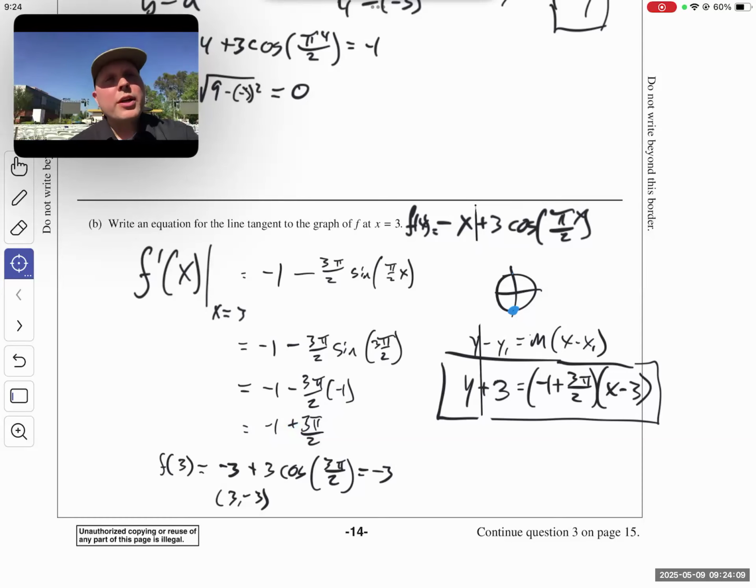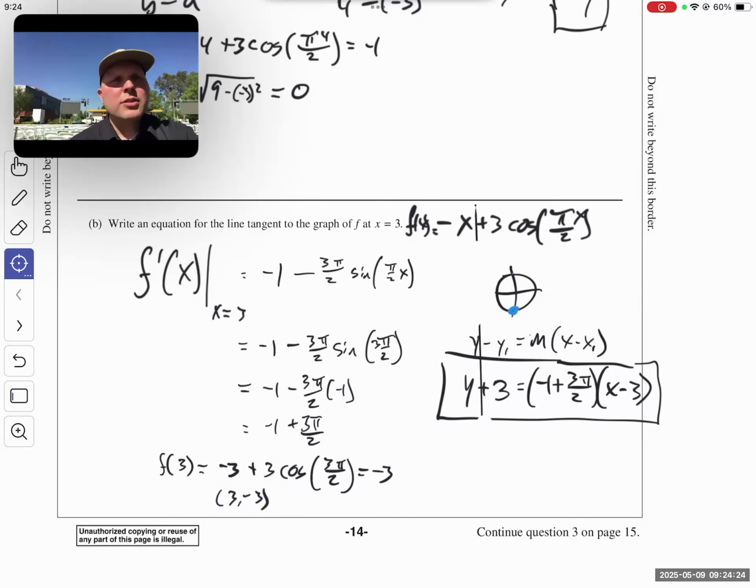Now we need to find the point. So plug in 3 into this. f of 3 is -3 plus 3 times cosine of 3 pi over 2. Cosine of 3 pi over 2 is 0. So this goes away and we're left with -3. So the point is (3, -3).